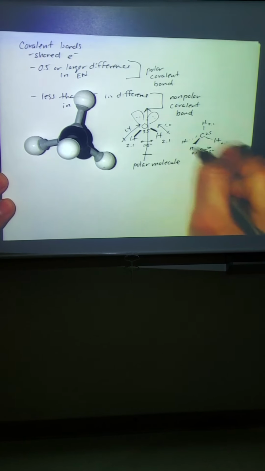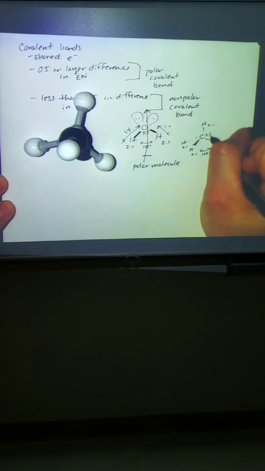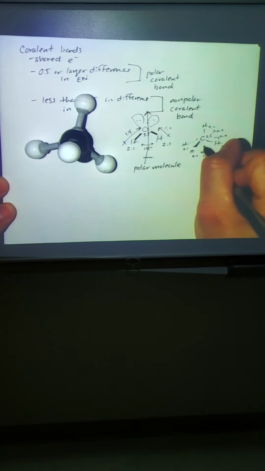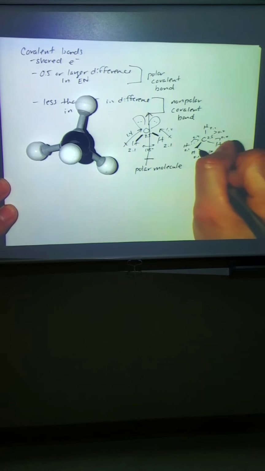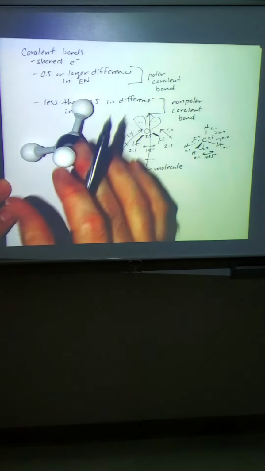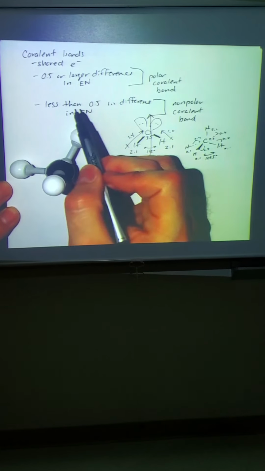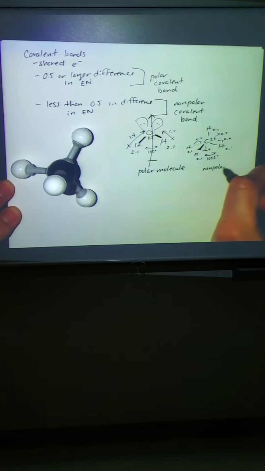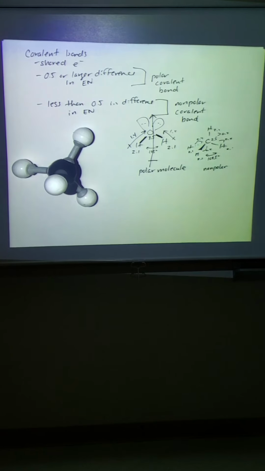It's one bond at a time. So the difference here is a 0.4. It's also a 0.4, 0.4. So all of these are 0.4. Our definition was either 0.5 or larger, or less. If it's less, it's nonpolar, so you'll stay nonpolar because there's no dipoles, there's no direction of any bullies. They're sharing somewhat equally enough to be nonpolar.